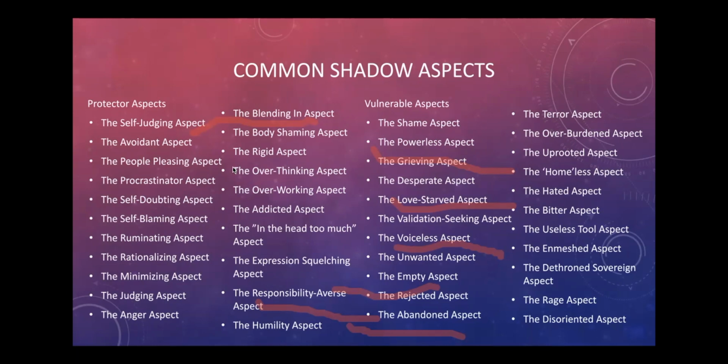Yeah, self-judging, useless tool, avoidant, ruminating, overthinking. Yeah, so oftentimes with the avoidant and the ruminating and overthinking, ruminating and overthinking can be a means of avoiding uncomfortable emotions. So that would make sense. Body shaming, expression squelching. Oftentimes expression squelching can come from the fear of what's going to come about as a result of speaking your truth.